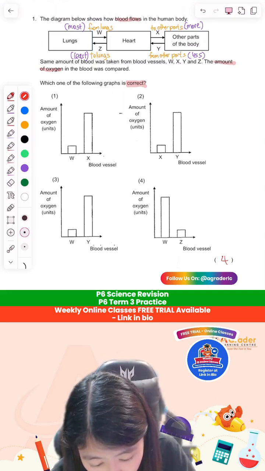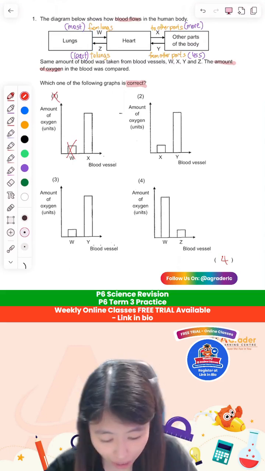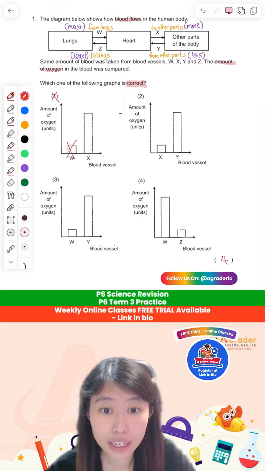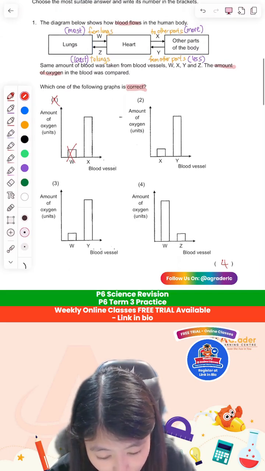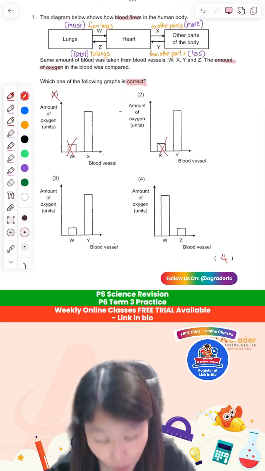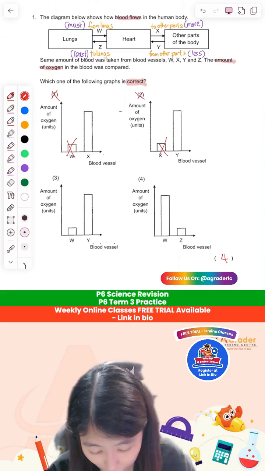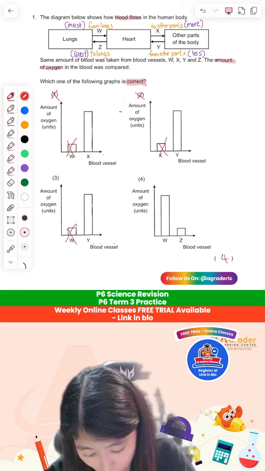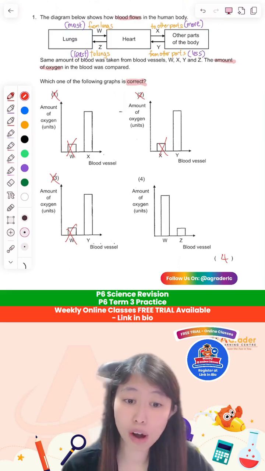Option 1 is wrong already, because W should not have so little oxygen. For option 2, take note, X shouldn't have less oxygen than Y. So option 2 is also wrong. And number 3, W shouldn't have been so little. So your answer is supposed to be number 4. W has way more oxygen than Z.